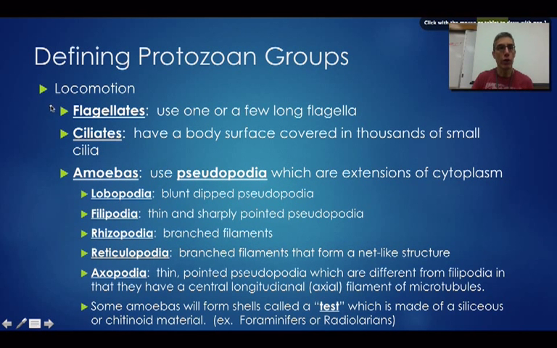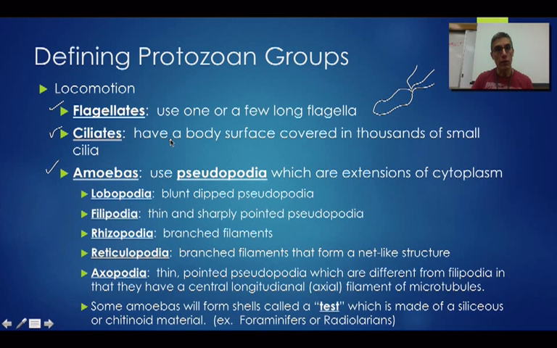The three primary groups of protozoans in regards to locomotion are the flagellates, a group called the ciliates, and a group called the amoebas. If you're a flagellate, you use one or a few long flagella. So you would have a protozoan that maybe looks like this, and it might have one flagellum, two flagella, maybe even three. The purpose of these flagella is to help move that organism from place to place within the environment.